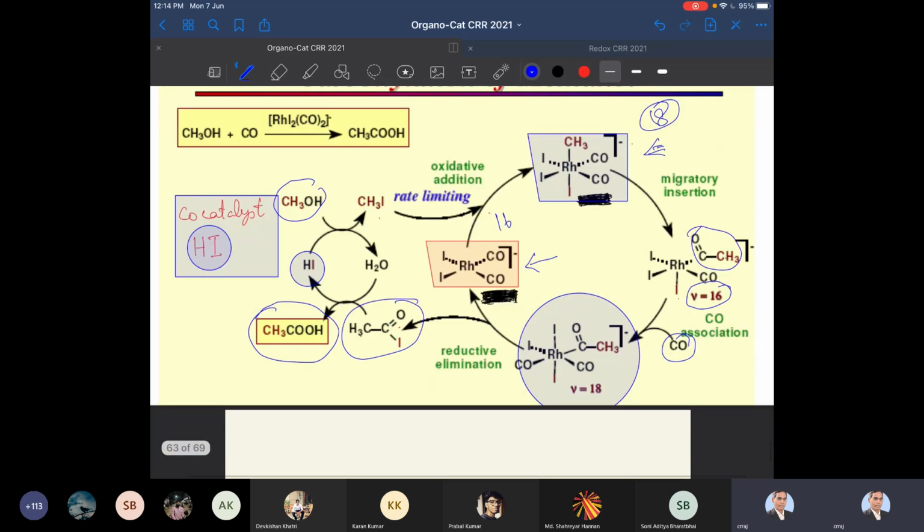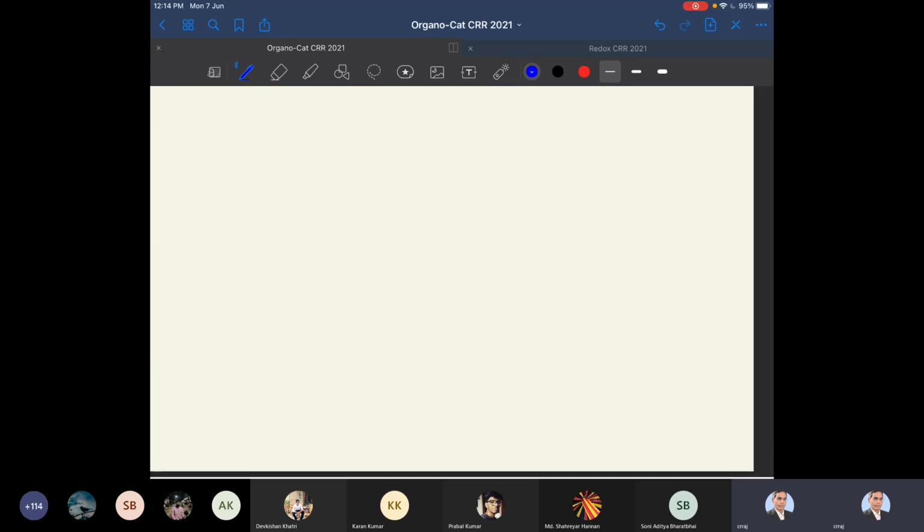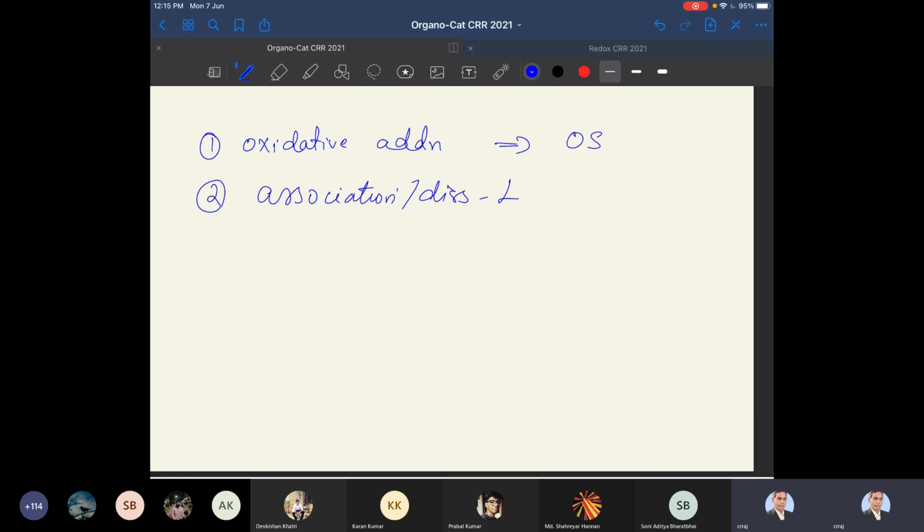So in general, let me go back. Now what will happen in a catalytic reaction? Number one, please note it down: your oxidative addition, I explained already, I'm not going to explain again. And then your association, dissociation of ligands. So during the oxidative addition, what happened? The oxidation state increased by +2.